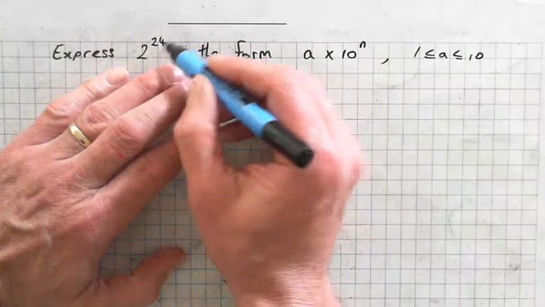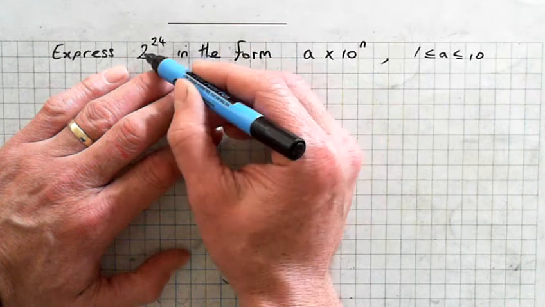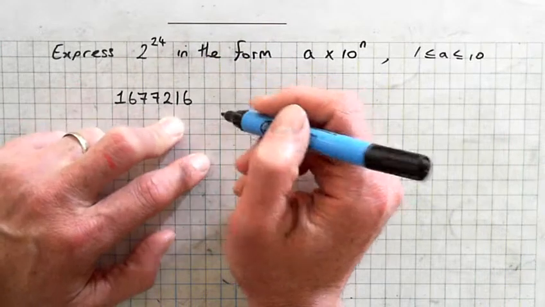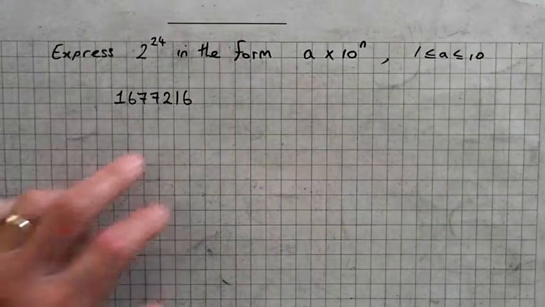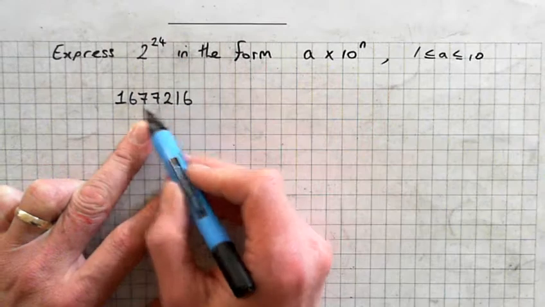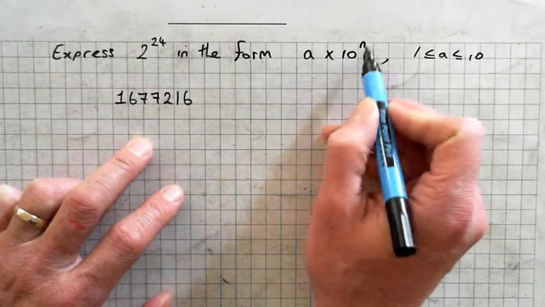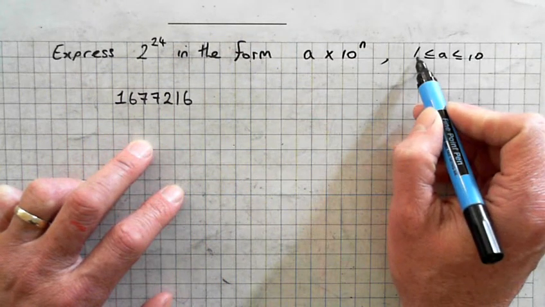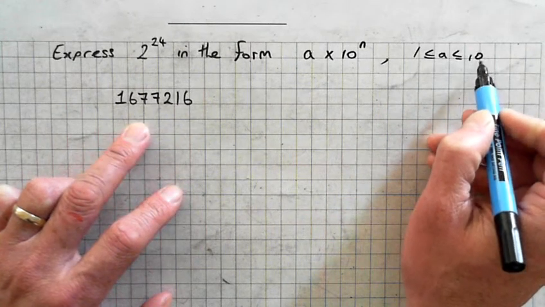Right, express 2 to the power 24 in scientific notation. If you key that into your calculator, you get this number here. Now you have to write it in the form A times 10 to the power n, which is scientific notation. What does this mean? A has to be between 1 and 10.